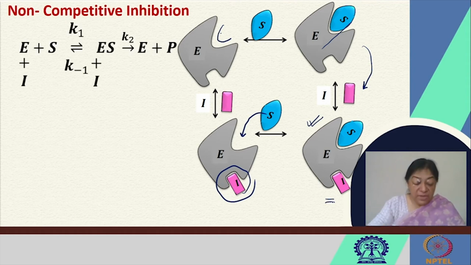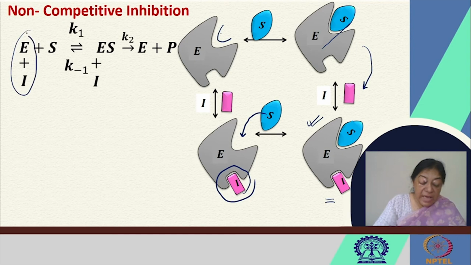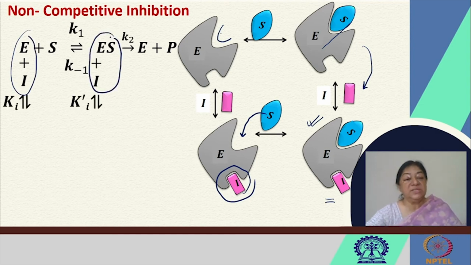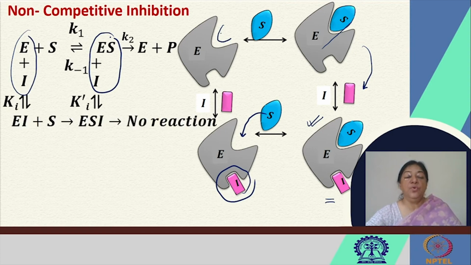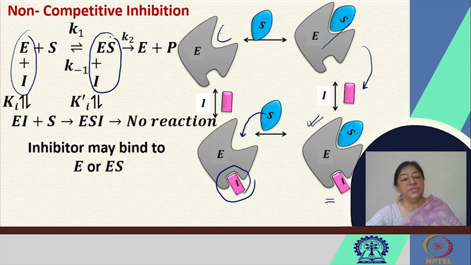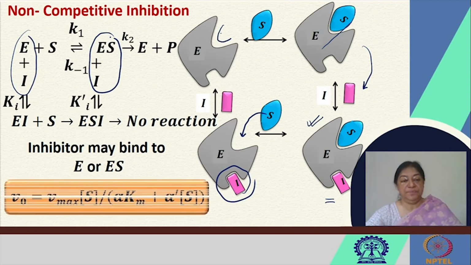So we have here E plus I and also ES plus I. In this case, we will have no reaction in the formation of the ternary complex, and the inhibitor, because it does not bind to the competitive or the active site, may bind to the enzyme or the enzyme-substrate complex, because the point at which the inhibitor binds is free.